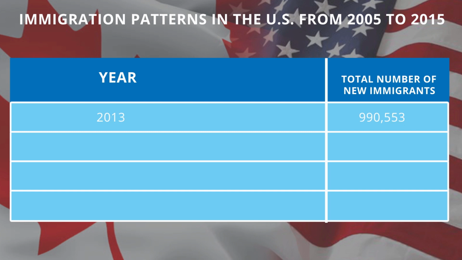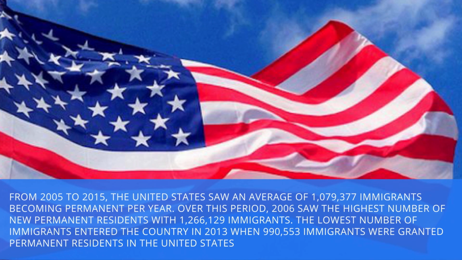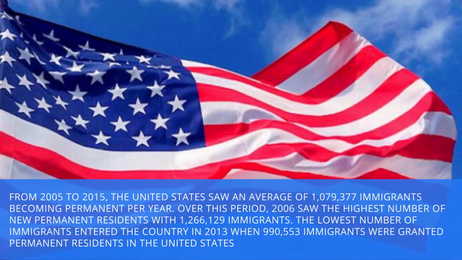2013, 990,553. 2014, 1,016,518. 2015, 1,051,031 people. From 2005 to 2015, the United States saw an average of 1,079,377 immigrants becoming permanent per year.